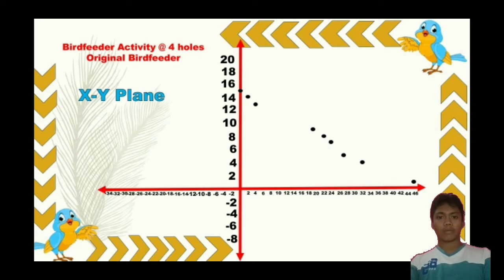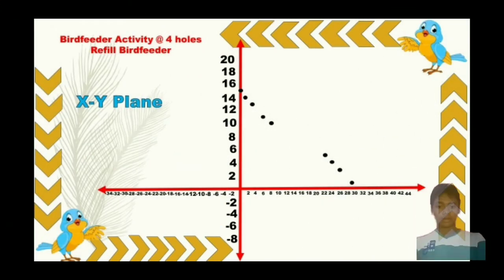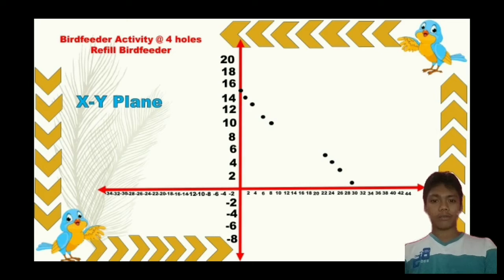The X and Y plane of Birdfeeder with 4 holes at original Birdfeeder shows that data points in the X and Y plane are decreasing. The highest point is 0.15 and the lowest point is 1.46. As we can see, it is decreasing, where the points have a trend into a decreasing line. The X and Y plane of refilled Birdfeeder with 4 holes, same as in original Birdfeeder, the trend of this plane is decreasing. The highest point is 0.15 and the lowest point is 1.29.